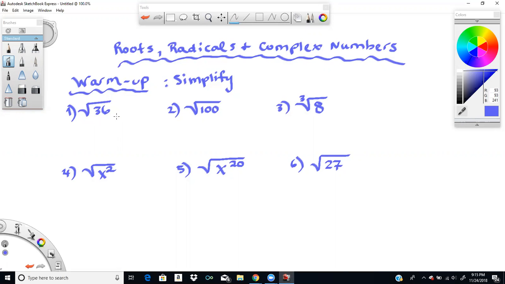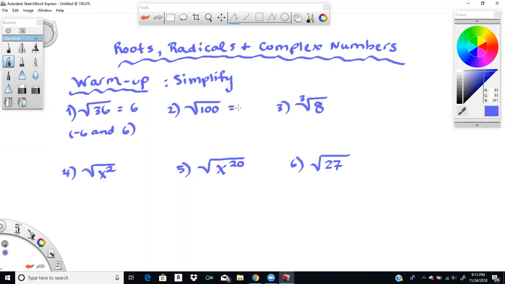We can see that positive 6 or negative 6 squared gives us 36, but we want the principal square root. So the square root of 36 is 6. Really there are two roots, negative 6 and 6, but this is the principal square root. If you ask for the roots of 36, you would put negative 6 and 6, but the principal square root of 36 is 6.